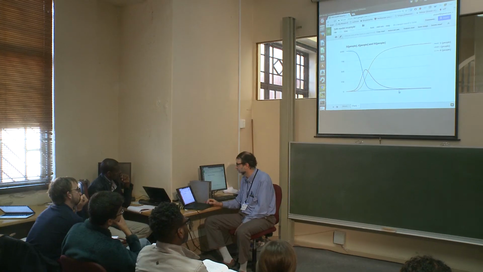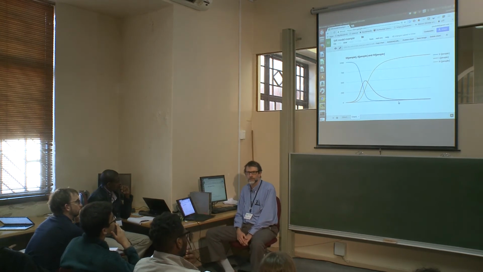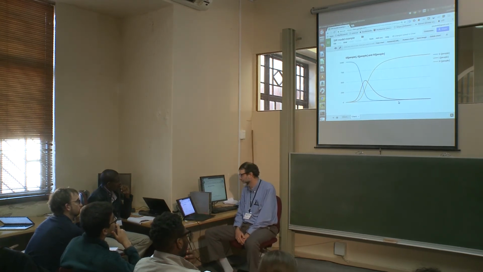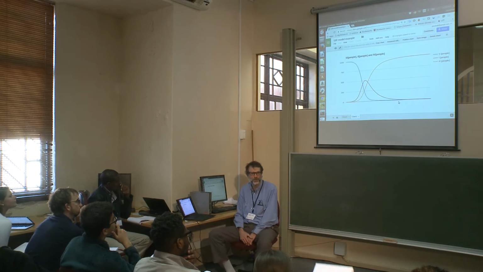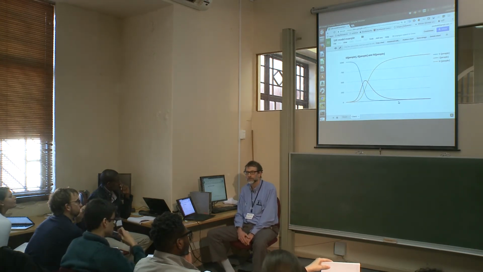What is R0 in this model? How could you tell? Can you tell from this graph? I thought I could tell from this graph, but I got it wrong. How would you try to tell from this graph what R0 is?